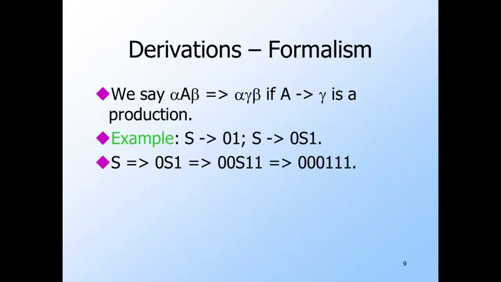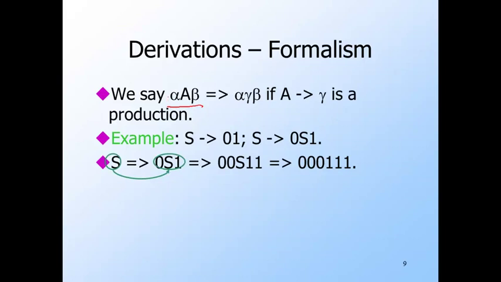Here's what the replacement looks like. You take any string that has an occurrence of some variable A, and anything to the left and right, terminals and/or variables, which is what the alpha and beta we have here suggest. You take an A production whose body is gamma, and you replace the A by gamma. Here is an example derivation. We always start with a string that has just the start symbol S.